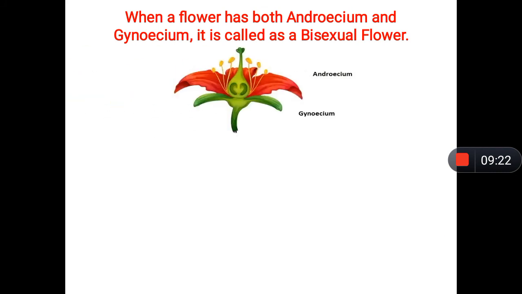When a flower has both androecium, the male part, and gynoecium, the female part, that flower is called a bisexual flower. That means both androecium and gynoecium are present on the same flower. Now you can see in this picture, androecium is present and the gynoecium is also present. So this flower is called a bisexual flower.